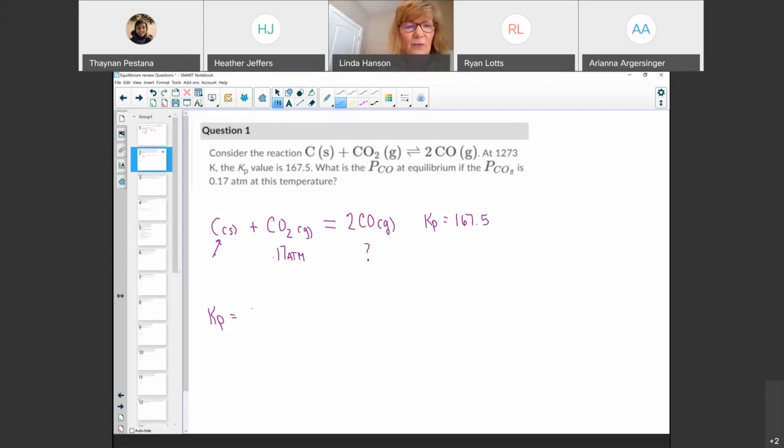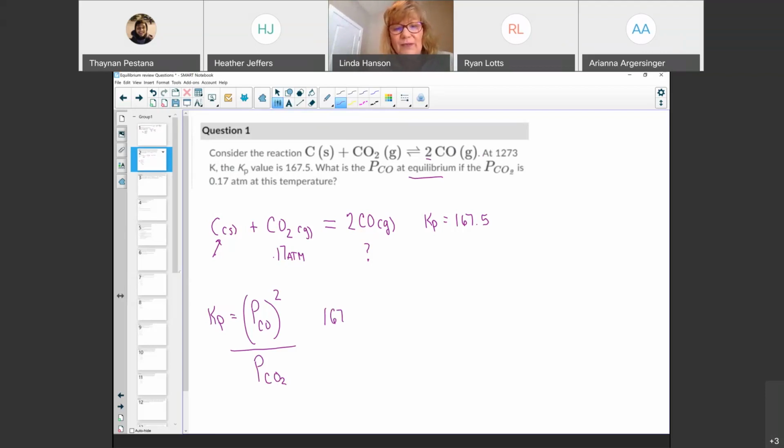So the Kp would be the partial pressure of the CO squared due to its coefficient, set over the partial pressure of carbon dioxide, and its coefficient is a 1. And since these are all equilibrium values, this is always the exciting part when you read a story problem and it actually says you're at equilibrium and you go, yes, I don't need an ICE chart. That's one of the first word clues: you don't need an ICE chart if you're given equilibrium values. So this problem really is straightforward.